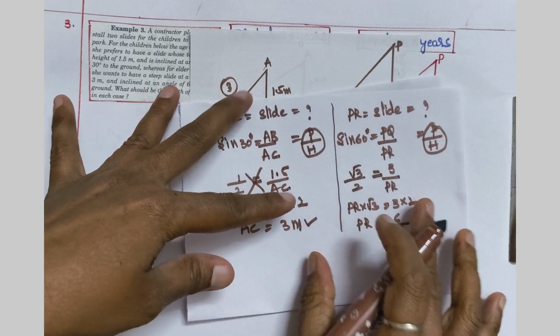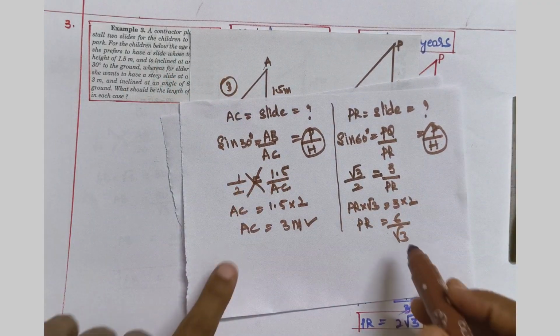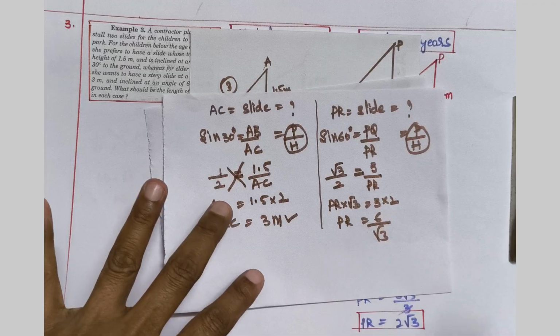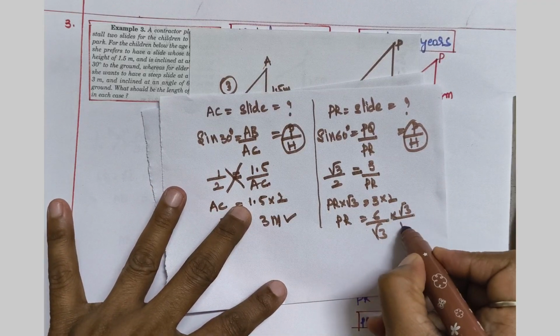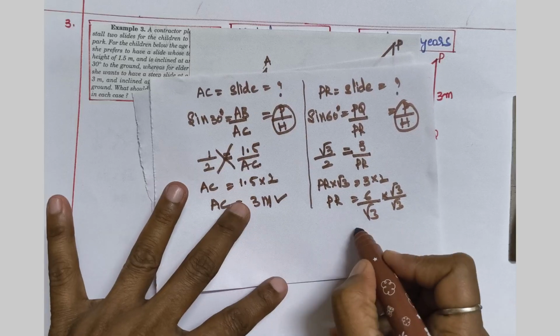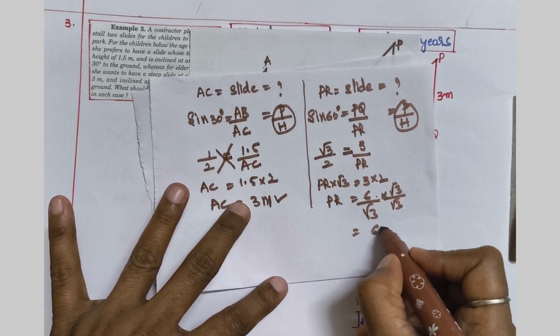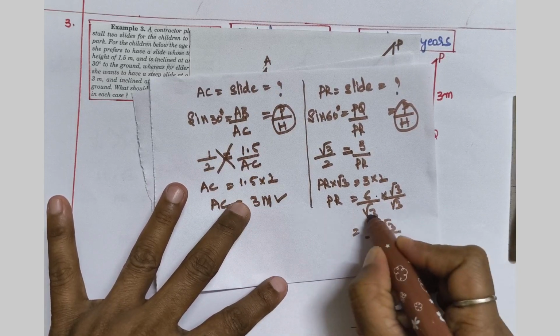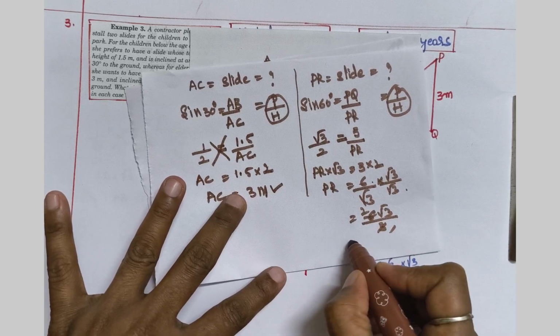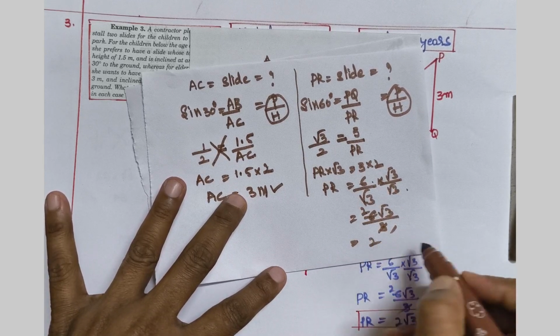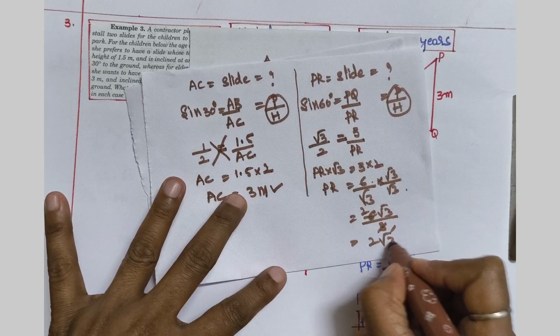Okay, now we will rationalize the denominator. Here root 3 is there, so now we will rationalize the denominator. Rationalizing the denominator means multiplying by root 3 by root 3. Okay, this answer: 6 root 3 by root 3 times root 3 you will get 3. 3 twos are 6. So 2 root 3 is the answer. 2 root 3 is the answer.